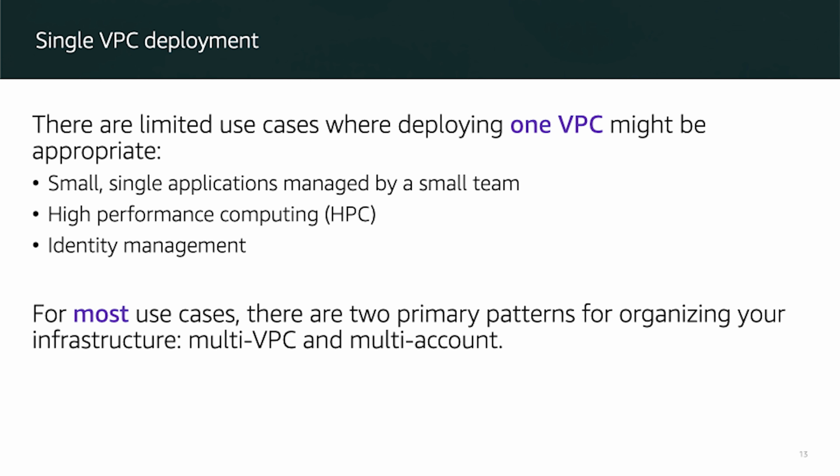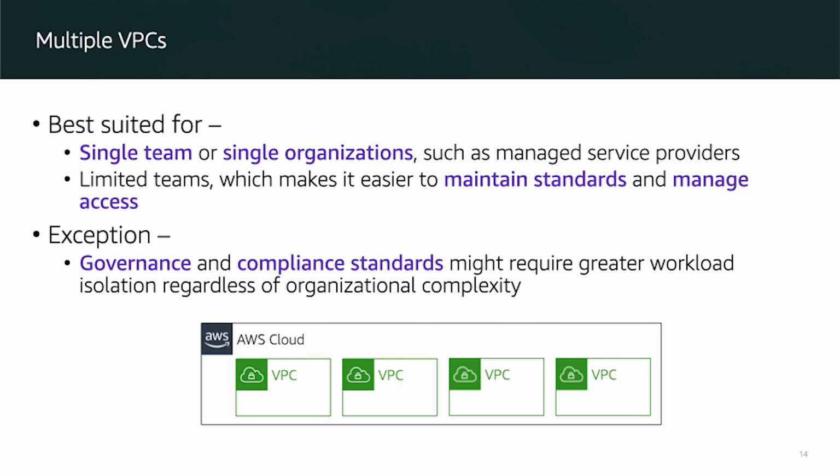You can create multiple VPCs within the same region or in different regions, and you can also create multiple VPCs in the same AWS account or in a different AWS account. The multi-VPC pattern is more suited when you have a single team or organization that maintains full control over the provisioning and the management of all resources in each application environment. For example, you have a team looking after production, a team looking after testing, and a team looking after dev.